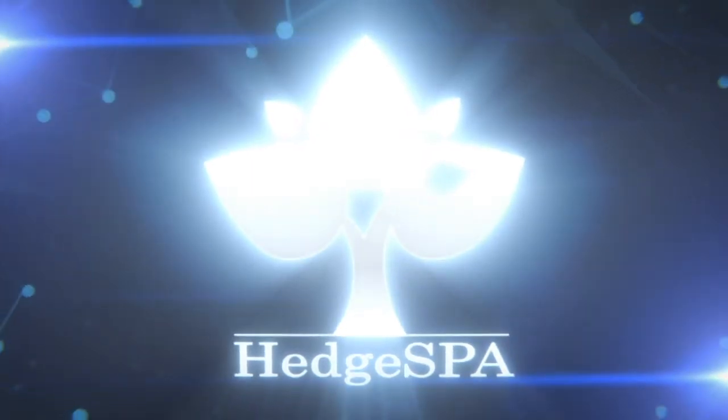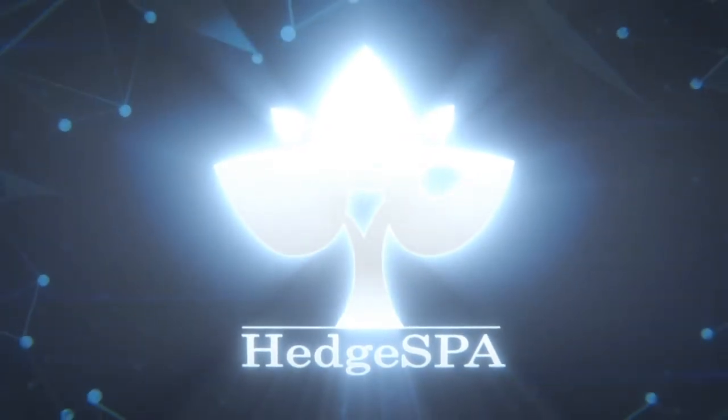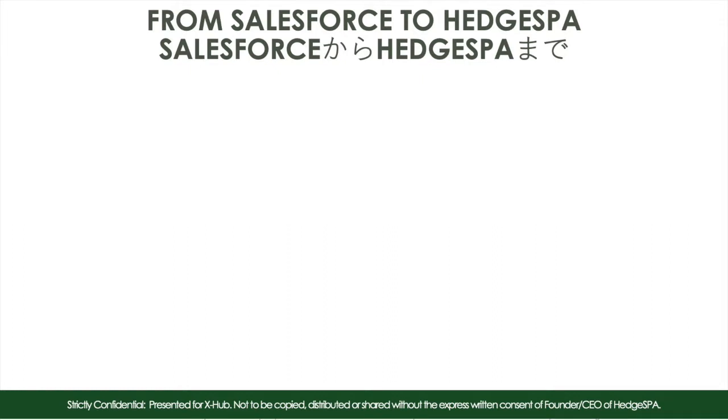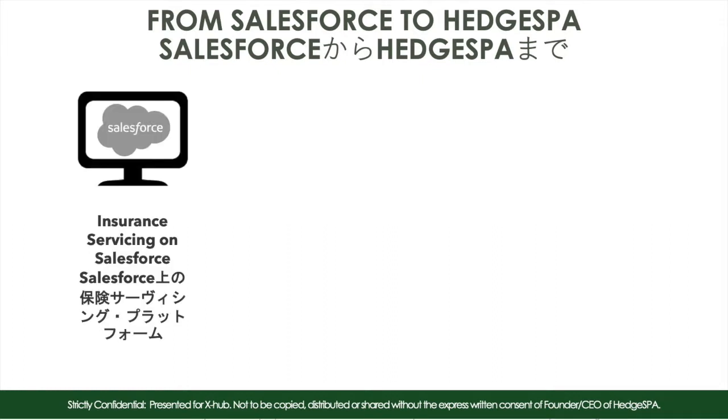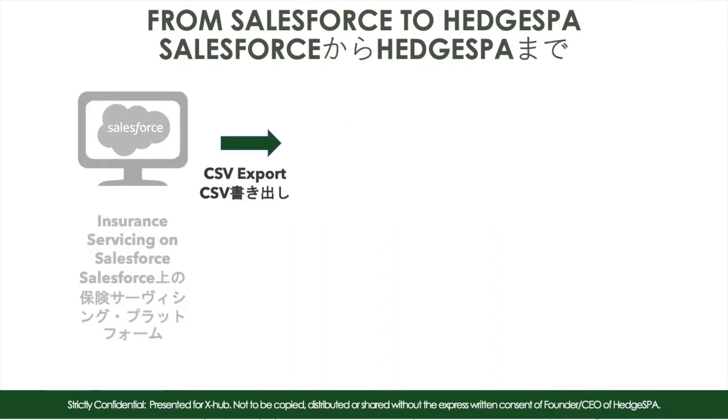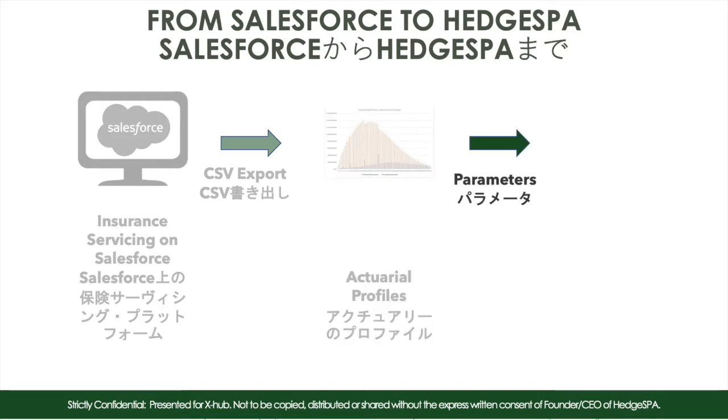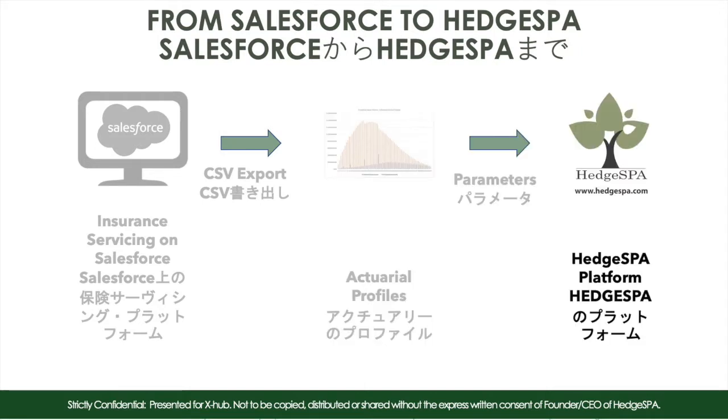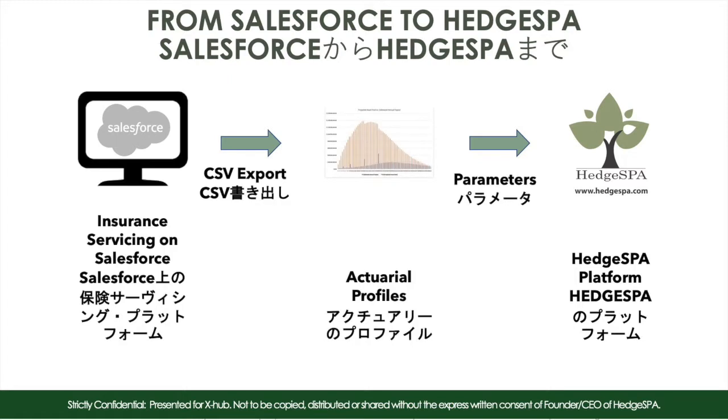Hello, and thank you for watching this demo of how to extract insurance pool information for an insurer using Salesforce as your client servicing platform. The information will be loaded onto the Hedge SPA platform to manage your asset liability profile. Even though we will break down the process for you in this demonstration, please note this process is fully automated.